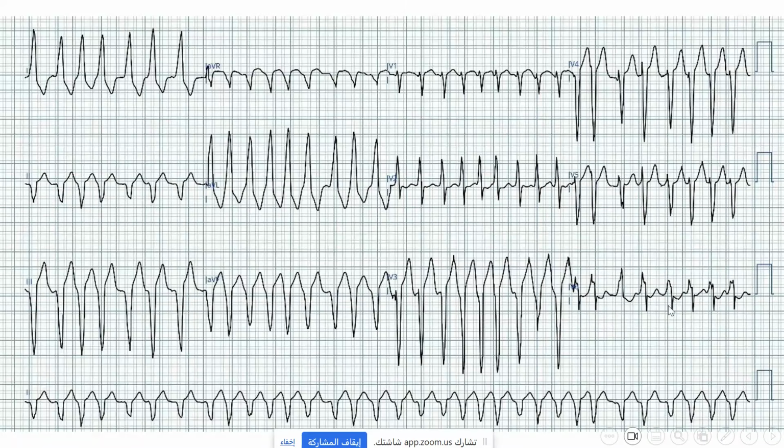So what is the complete diagnosis of this ECG? Wolff-Parkinson-White syndrome only, or is there another rhythm with it? You can say this is atrial fibrillation with pre-excitation, WPW. Excellent, excellent.